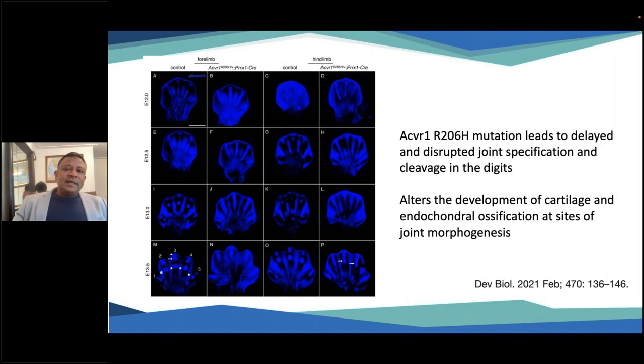This is some mouse data here trying to illustrate what actually happens in the body.